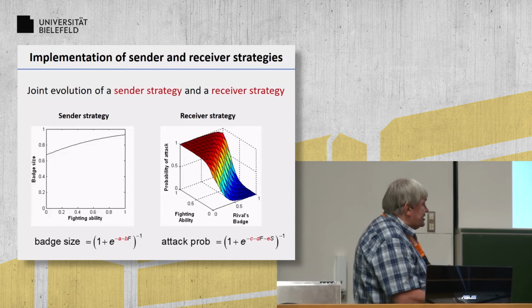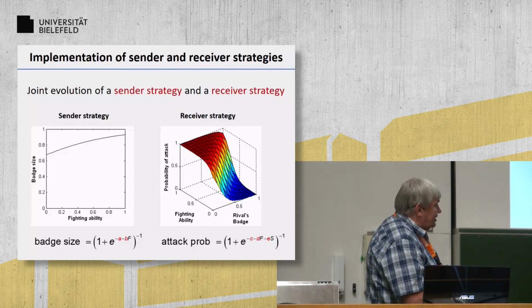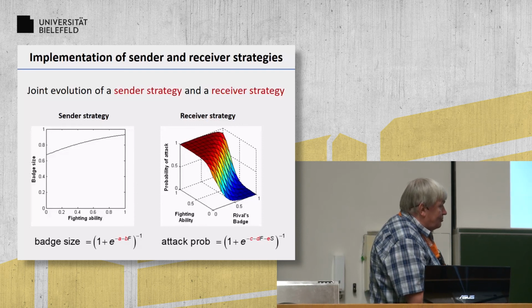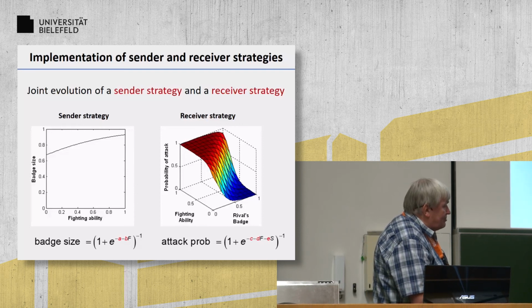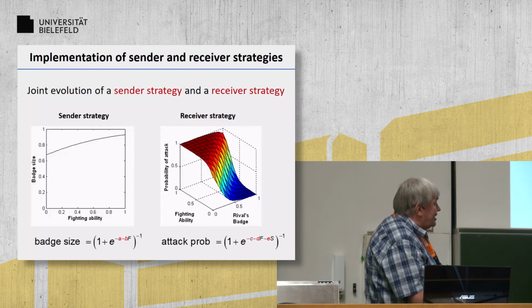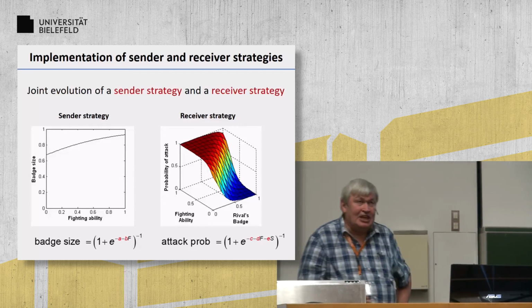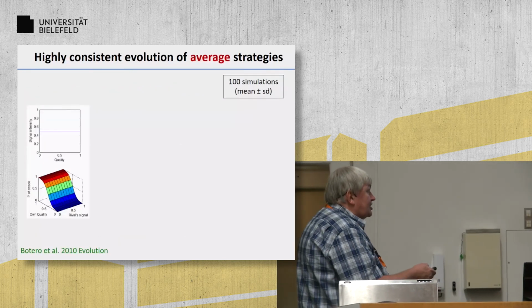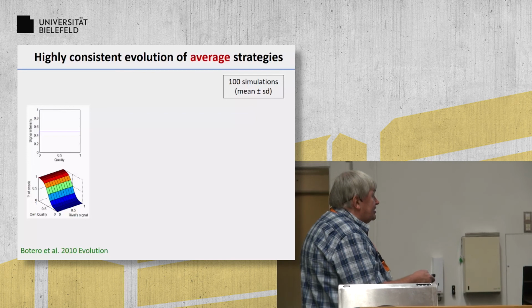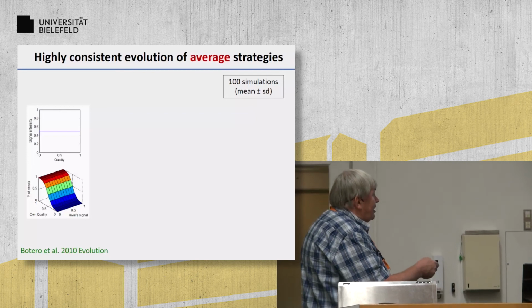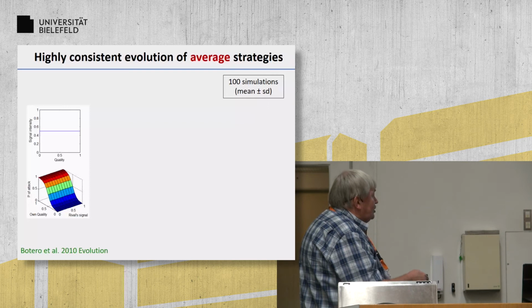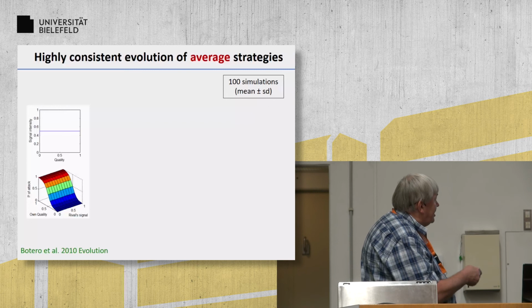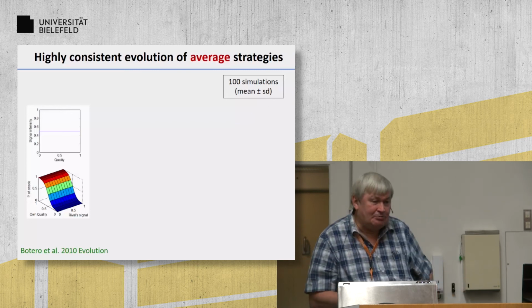Again, this strategy is in the genome of our computer agents, and there are three parameters, C, P and E, that determine more or less the shape of this norm of reaction. Again, this can evolve in the course of time. Then we are using simulations, and what I show here is 100 simulations. Basically, we start in a situation where everybody has the same badge size, and nobody takes care of the rival's badge size. They only make their behavior dependent on their own fighting ability.